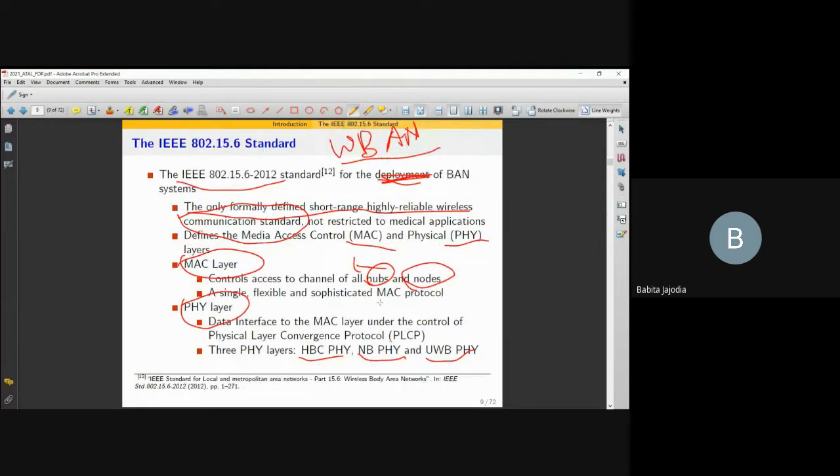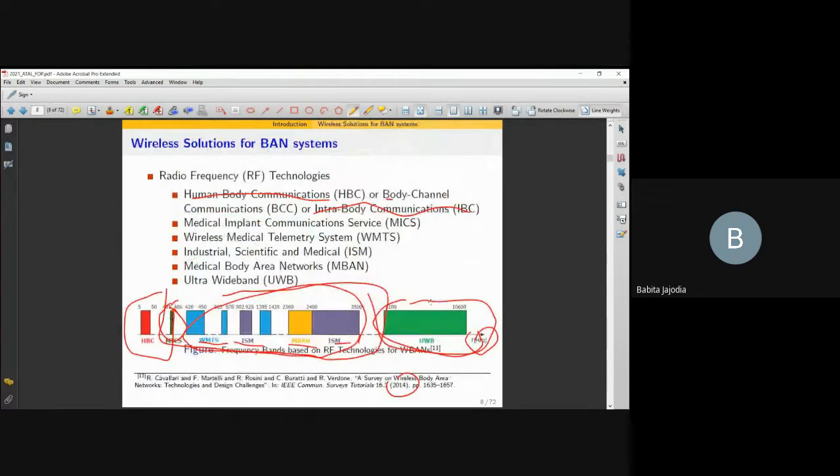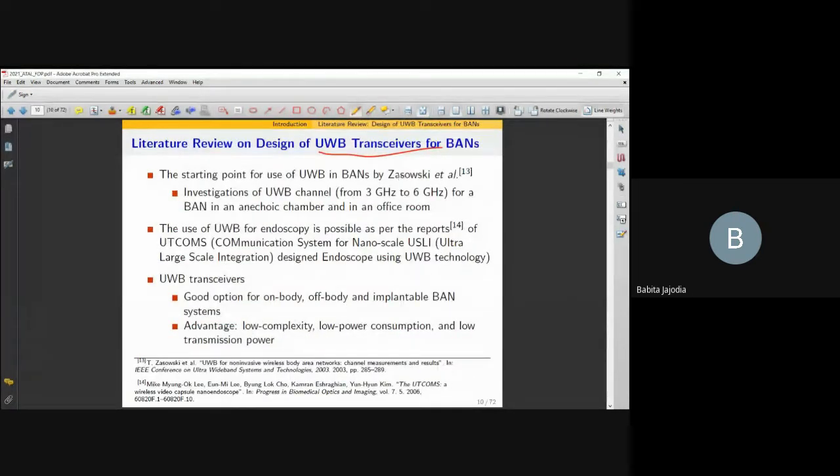So when I say UWB frequency band, I will be covering this green part. Those who are from communication know UWB can be single-band as well as multi-band. And what is the minimum criterion required to define a band to be UWB? The bandwidth should be at least 500 megahertz. As I mentioned, the use of UWB for body area networks did not start in 2012 only. It started long back in the year 2003.